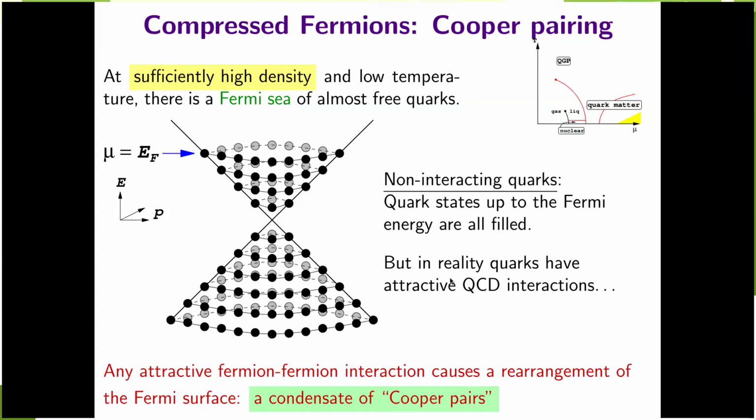Well, there's this very general result that any attractive interaction between two fermions will cause a rearrangement of this Fermi surface known as a condensate of Cooper pairs. And that's the mechanism of superfluidity and superconductivity. This is a very important piece of physics that lies behind an awful lot of things in ordinary terrestrial condensed matter physics, as well as potentially in neutron stars. So what is going on here? What is this rearrangement of the Fermi surface, and why does it happen? That's the next thing we're going to talk about.